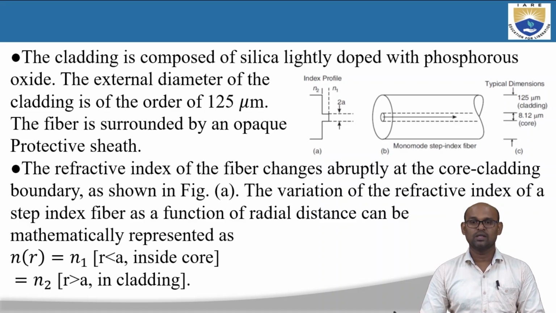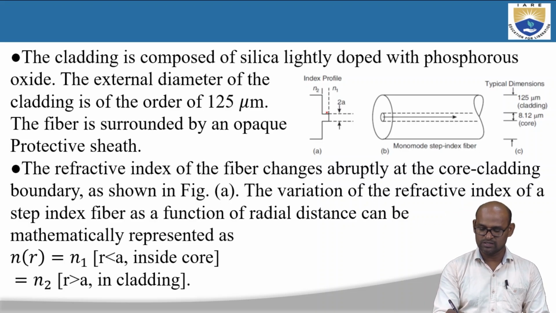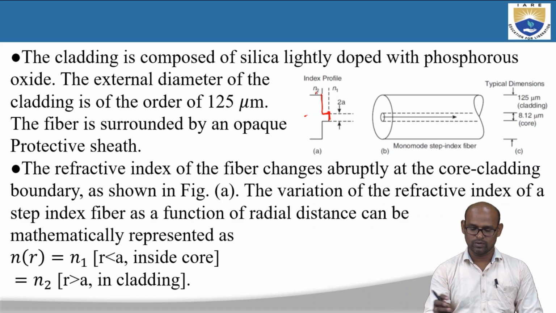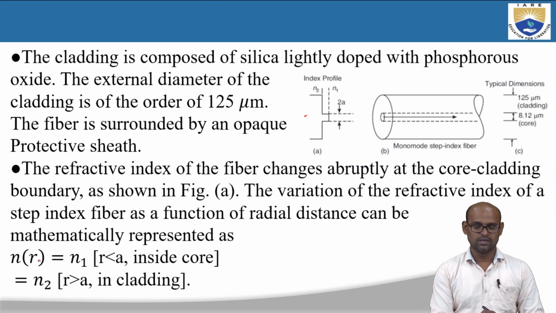The refractive index of the fiber changes abruptly at the core cladding interface, as we can see. This is the core and this is the cladding, and this is the core cladding interface. At the core cladding interface, n1 is suddenly going to n2. So that is step index optical fiber. The variation of the refractive index of a step index fiber as a function of the radial distance can be written as: n of r is equal to n1 inside the core and n of r is equal to n2 inside the cladding.